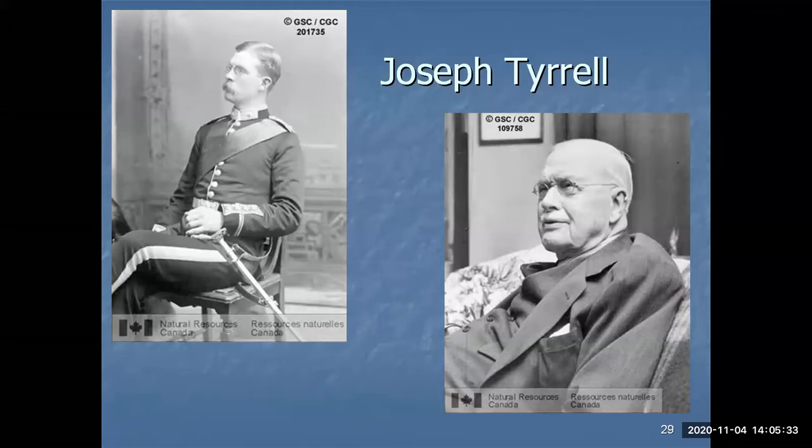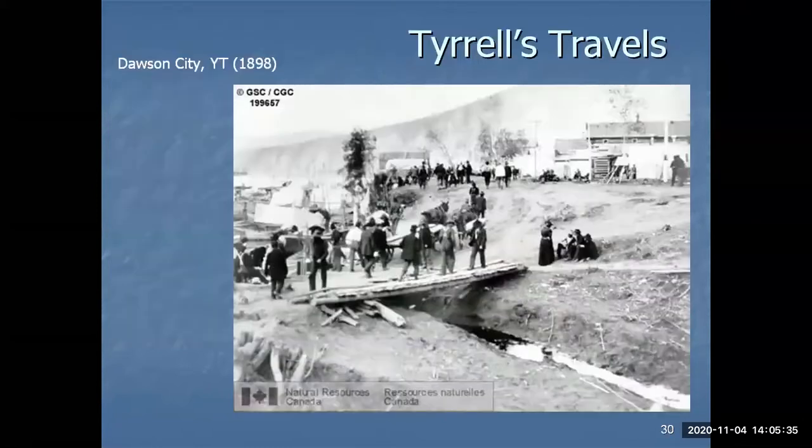So he also joined the GSC early on. And I've shown this picture as part of a segue because this was a photograph taken by Joseph Tyrrell of Dawson City in the Yukon during the Klondike in 1890. So this was in the late 1890s. So this is Dawson City, named after George Dawson.